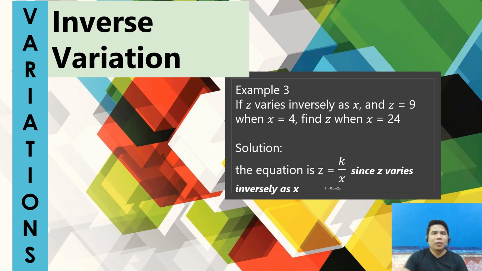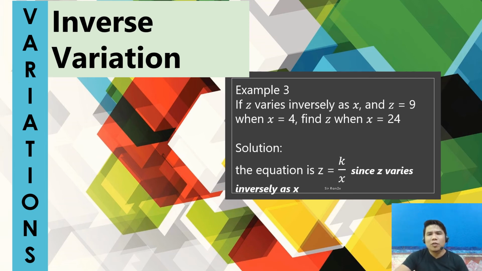And example number 3. In example number 3, if z varies inversely as x and z is equal to 9 when x is equal to 4, find z when x is equal to 24. Okay, so the problem here is you need to find z when x is equal to 24. But take note, we cannot give the value of z without first your equation of variation. But without your constant of variation, you also cannot give your equation of variation. Therefore, we need to find first our constant of variation, then the equation of variation, then you can give the value of z.